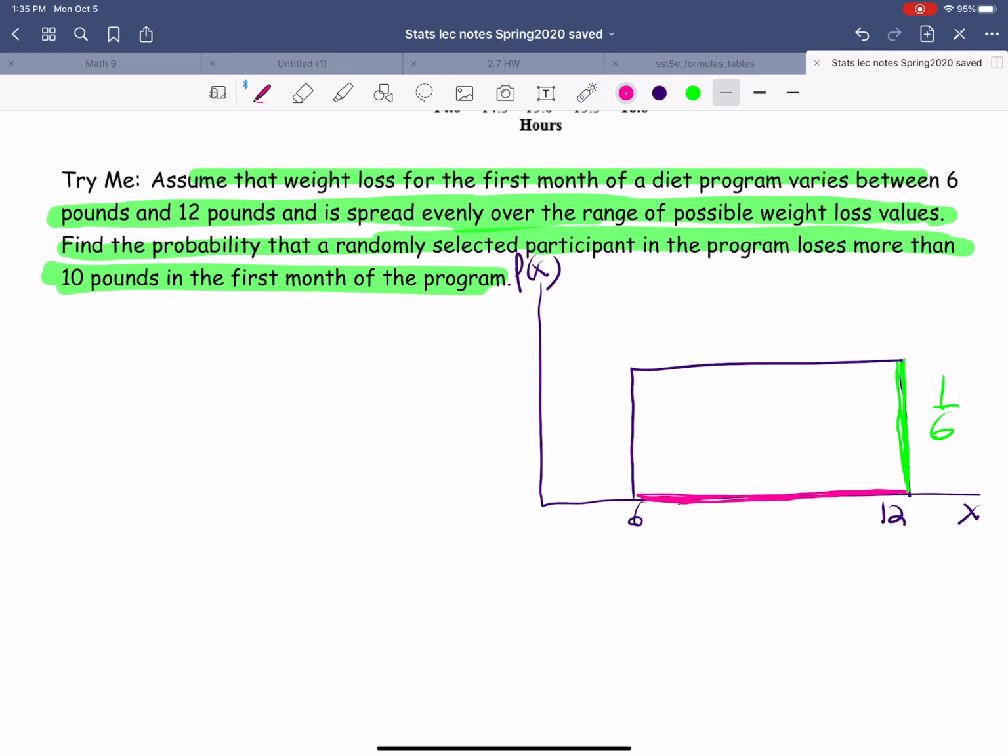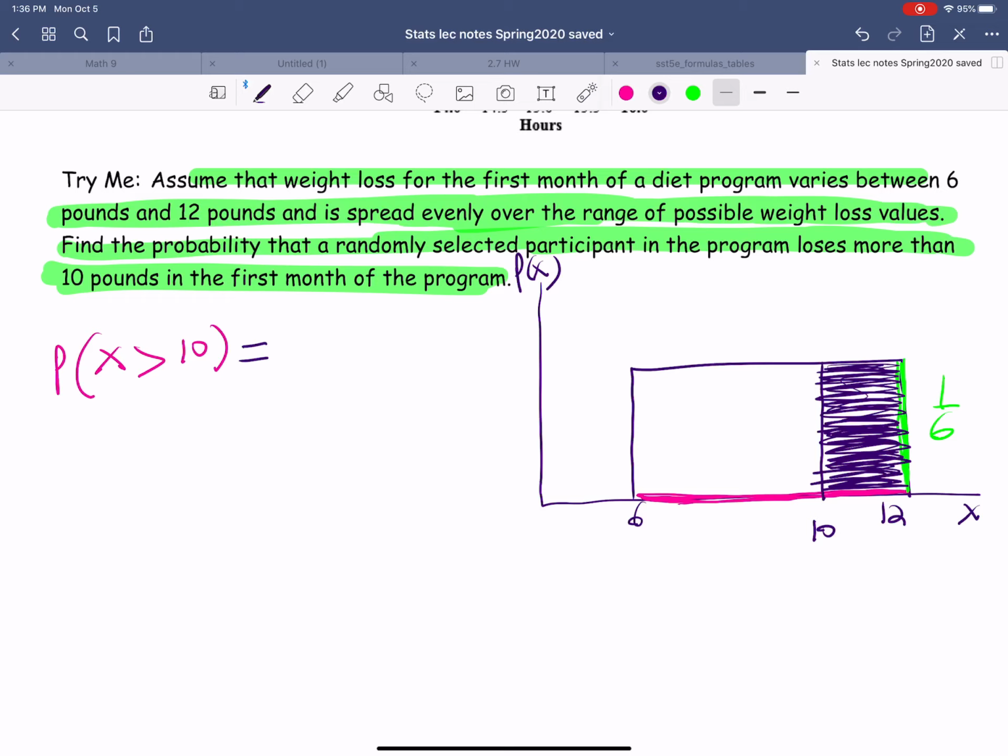Find the probability that a randomly selected participant in the program loses more than 10 pounds. So we're looking for the probability of somebody losing more than 10 pounds. Let's go ahead and draw our rectangle for more than 10 pounds. I'm just estimating 10 pounds is here. So we're basically interested in finding the probability of randomly selecting somebody who loses more than 10 pounds, and that would be the area of the shaded rectangle.